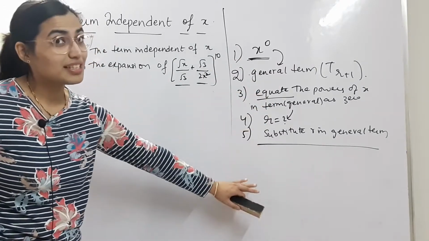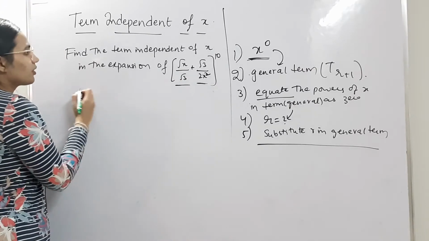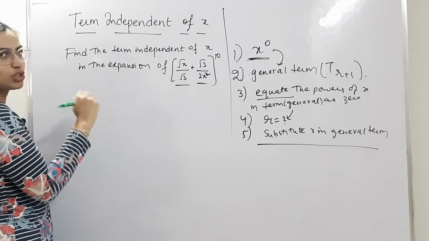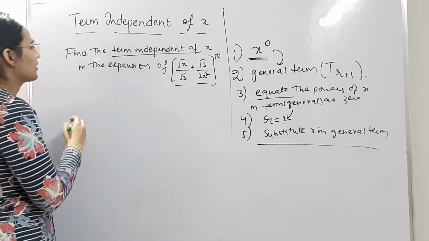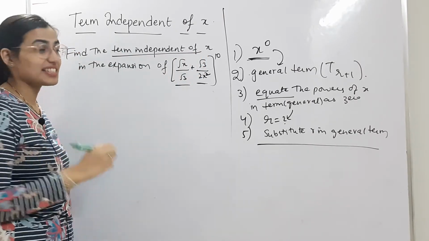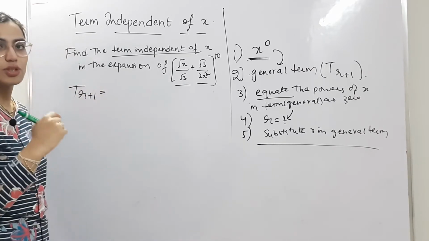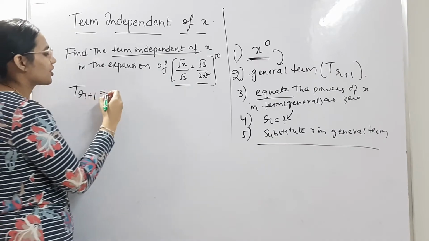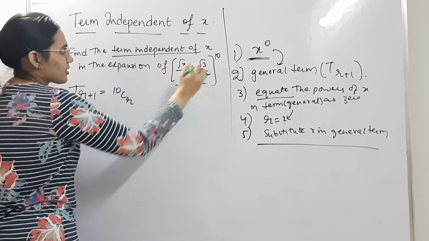Okay, keeping this in mind, now let's try to apply this. So what is the first step? The first step means we need to know that yes, a term independent of x is nothing but x to the power of 0. Right. What is the second step now? The second step is the general term. So we'll assume that x to the power of 0 is present in the general term. And here the general term is T(r+1), 10Cr, n is 10 here, right?